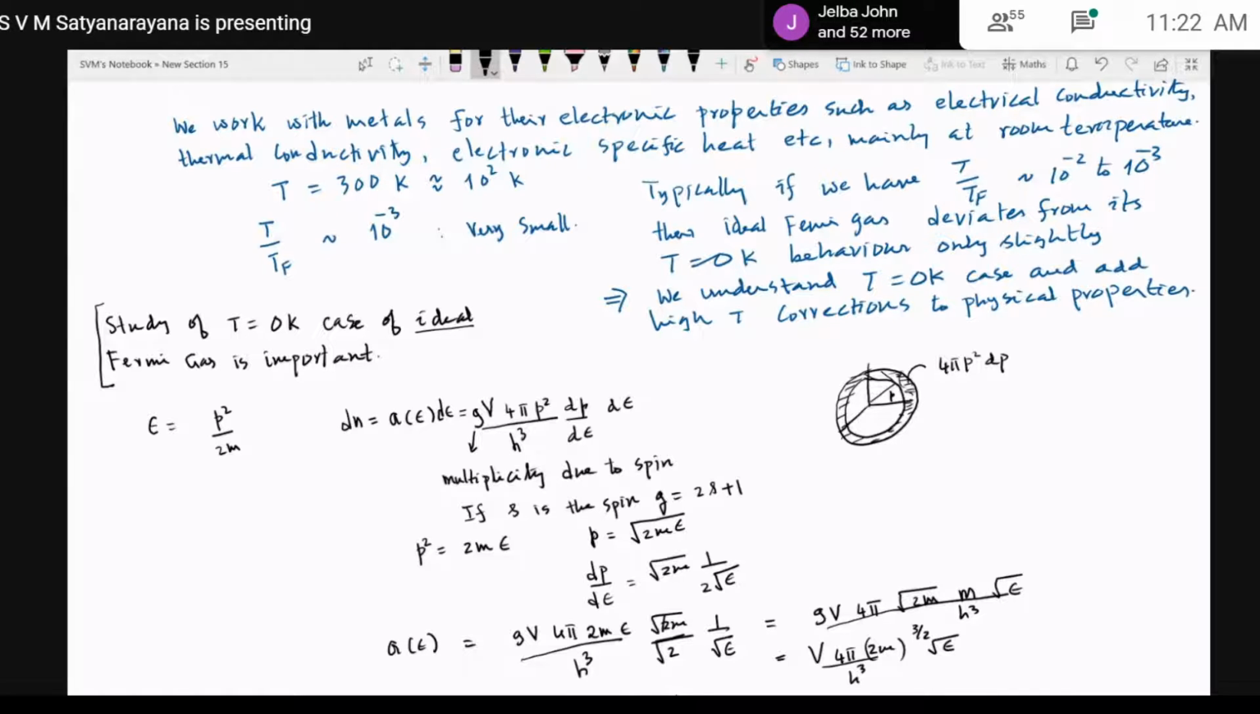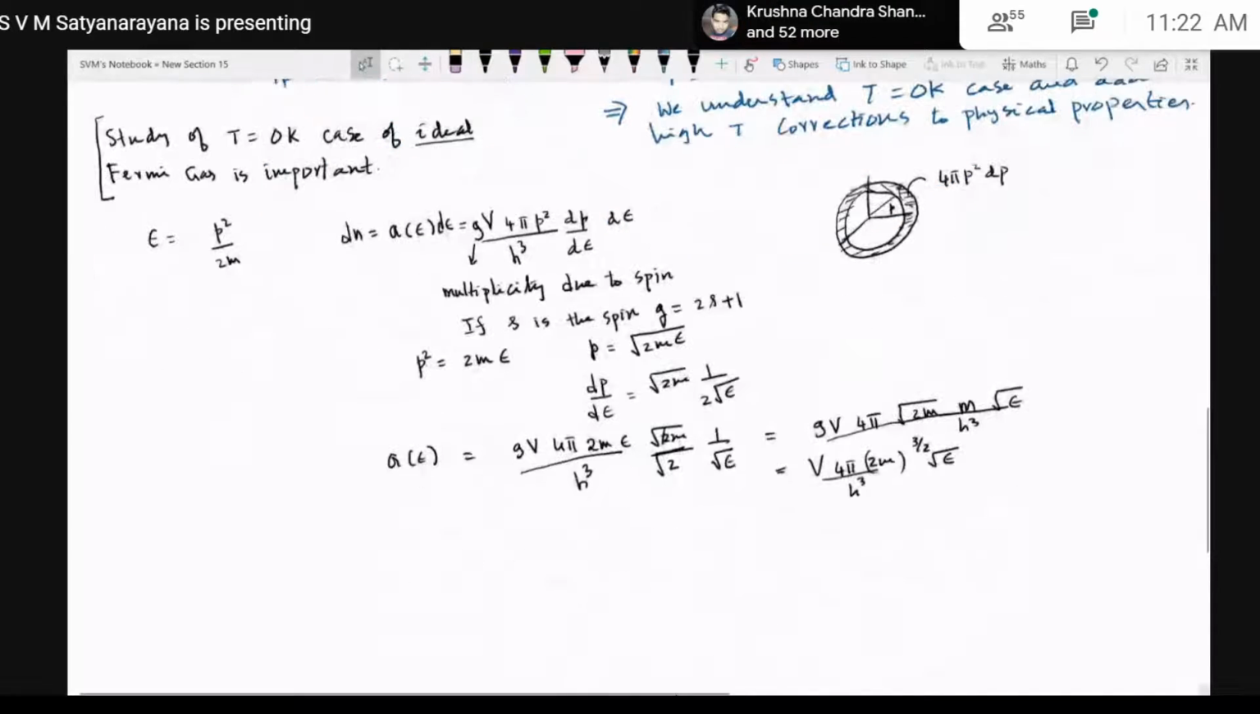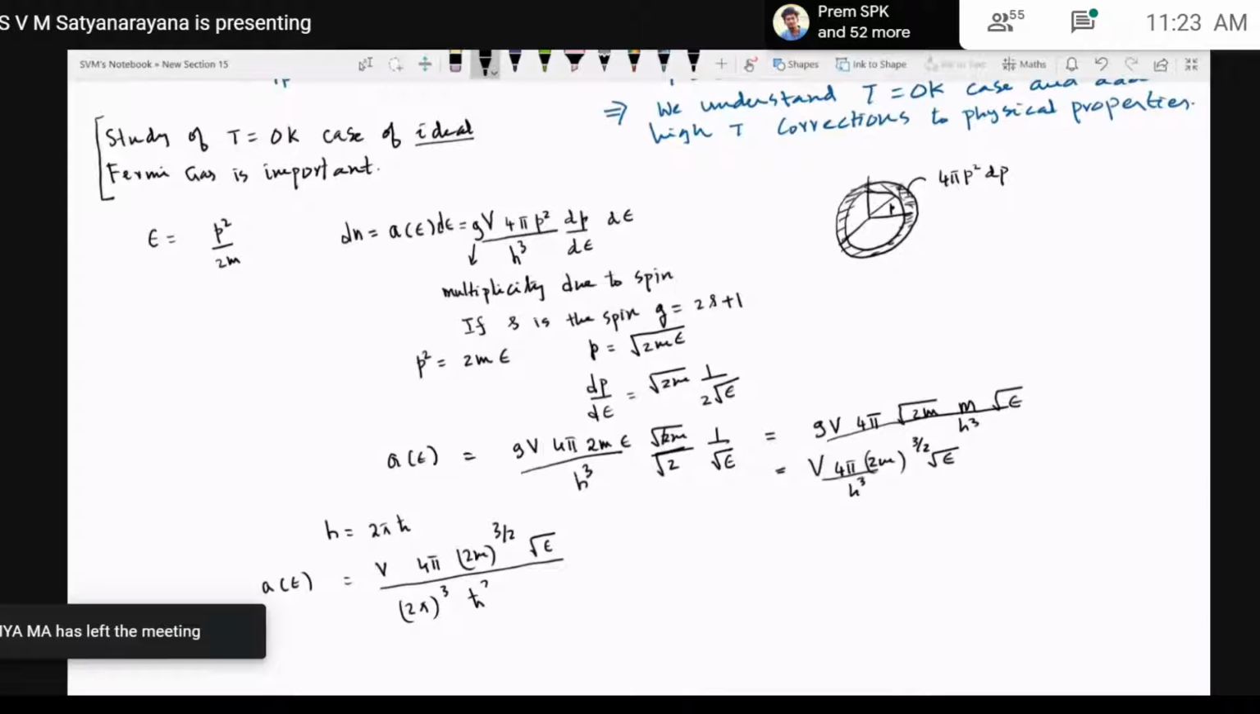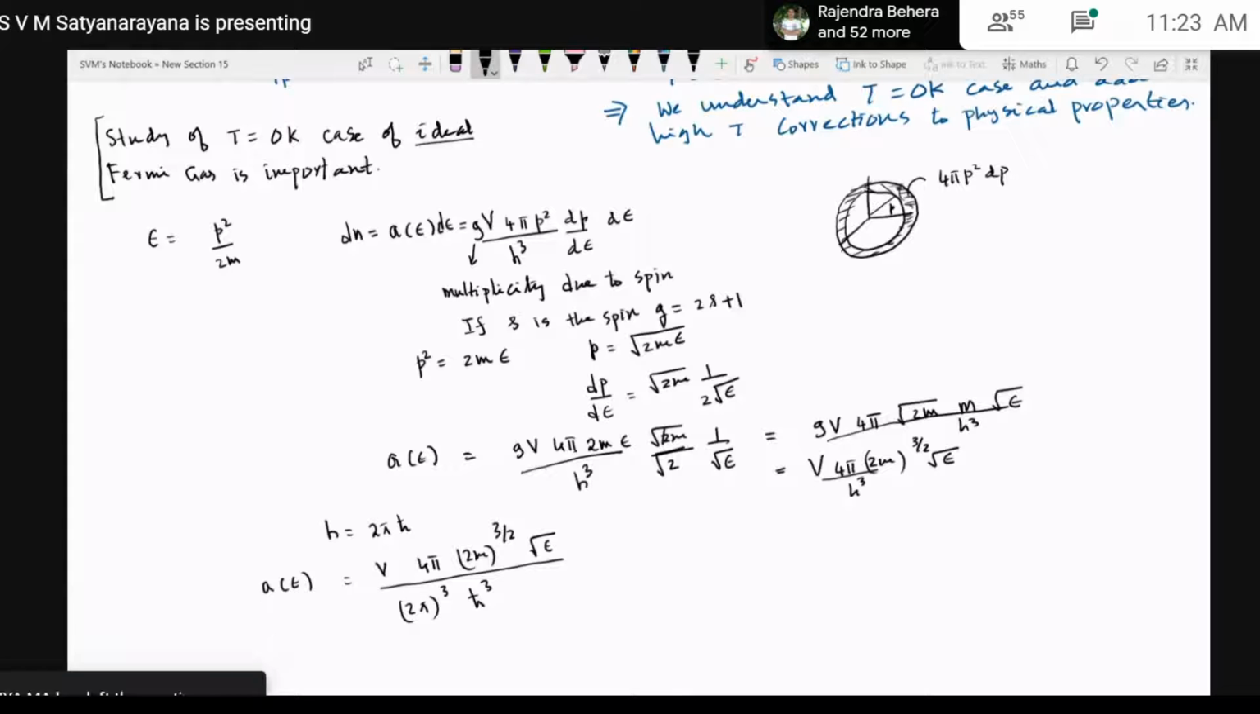Okay, so if you want to get back to your expression that we have written down in the case of Bose-Einstein, we of course used a different, we used the k space there, but then you write down your h as 2 pi times h cross. Okay, so in that case you will have your A of epsilon to be V into 4 pi twice m to the power 3 by 2 into square root of E divided by twice pi the whole cube into h cross cube. So twice pi the whole cube you can write down as 8 pi cube.